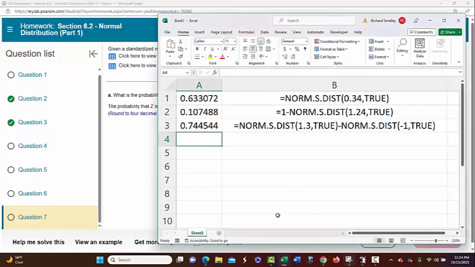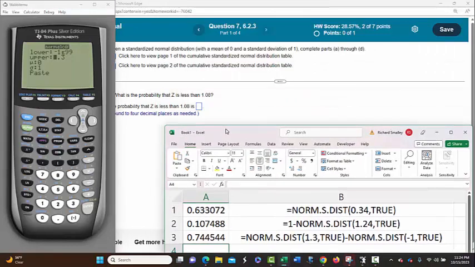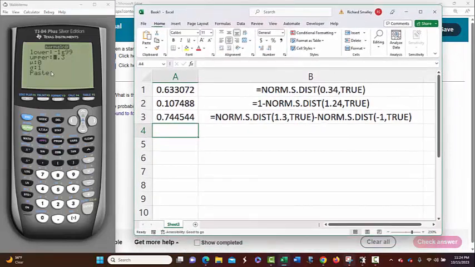Let's see. Well, I can do calculator, I guess. So I can go second. Now I'm doing less than, so I have to do -1 EE 99. And my upper number was, is it 1.08? Is that right? Yep. All right. 1.08.